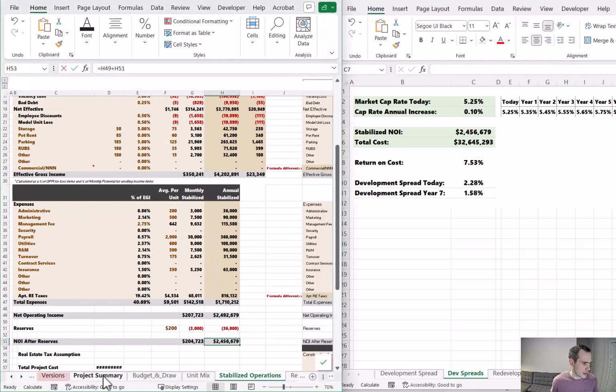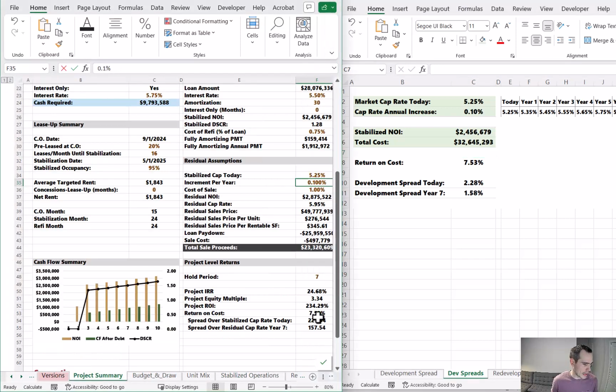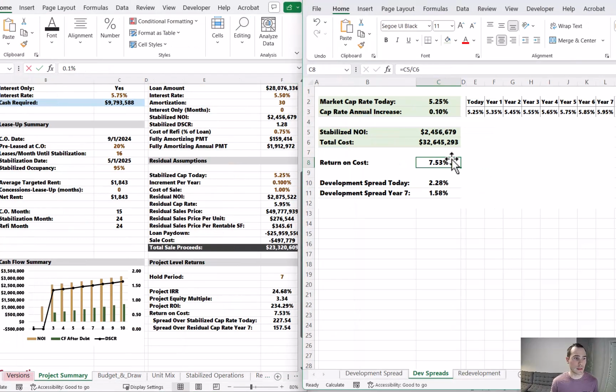So we can see here in the project summary tab, the return on cost was 7.53. It's calculating here as a 7.53. At a glance, it looks like this could potentially be a lucrative development. The market cap today is 5.25. And the numbers that we have for our stabilized NOI and construction costs show that we could build this for about a 7.5 cap. The 2.28% is the difference between this 7.53 and the 5.25. In the model, I'm just presenting it as basis points, but it's the same thing. So 228 basis points or 2.28%, they mean exactly the same.